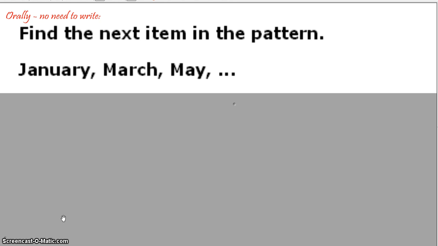So where you see the note that says orally, no need to write, you don't need to write that particular screen, but you do need to write the screens where you don't see that. So if we take a look at this pattern, find the next item in the pattern. January, March, May. What would you say is the next item in this pattern?